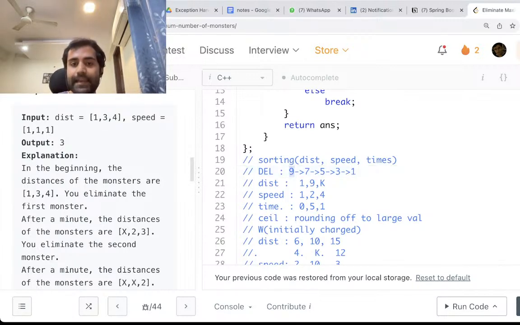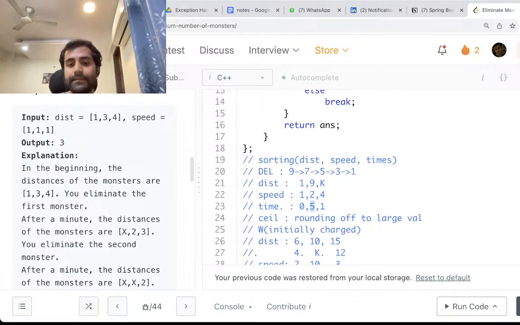So I can say that after 4 units of time, 1, 2, 3 and 4, the monster would still be away from the city. And because the monster would still be away from the city, I can take a ceil and store that value over here, because I know that weapons take 1 minute of time to recharge, right? And if the monster is still away, I do not care how away it is. If the monster is still away, that means the monster can be killed.